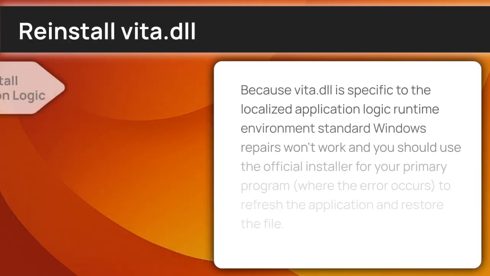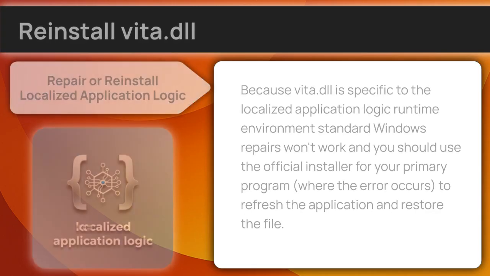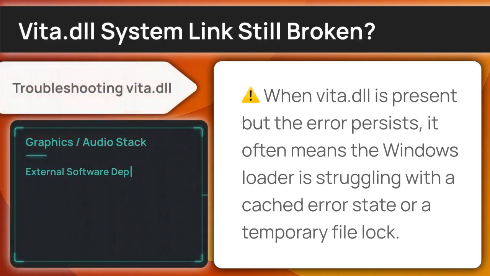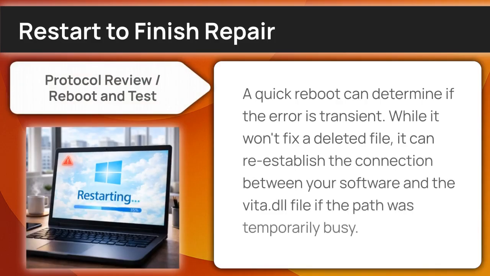Because Vita Library DLL is specific to the localized application logic runtime environment, standard Windows repairs won't work, and you should use the official installer for your primary program where the error occurs to refresh the application and restore the file. If you are still encountering the error after following the official setup, it's time to investigate the underlying system architecture. Performing a restart can determine if the error is just a transient environment glitch. A reboot refreshes your system's path variables and can sometimes re-establish a broken link to the Vita library file.